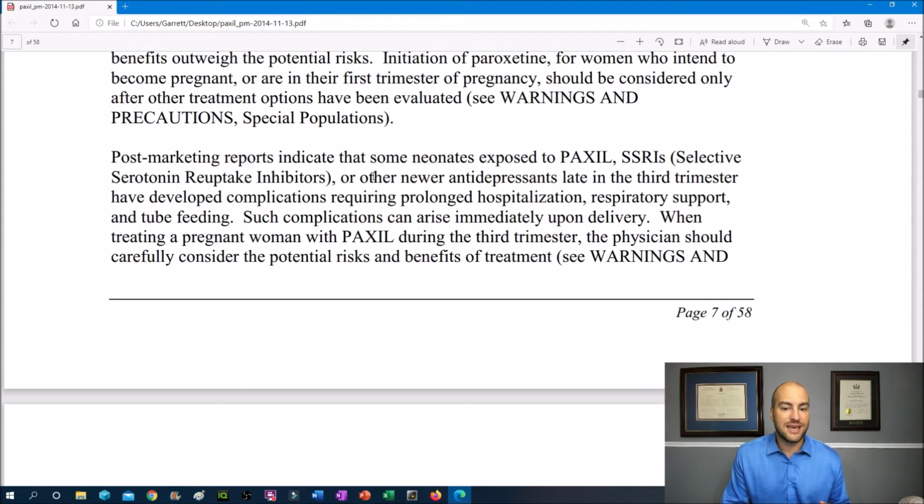Post-marketing reports indicate some neonates exposed to Paxil, SSRIs, so selective serotonin reuptake inhibitors, or other newer antidepressants late in the third trimester have developed complications requiring prolonged hospitalization, respiratory support, and tube feeding. Such complications can arise immediately upon delivery. When treating a pregnant woman with Paxil during the third trimester, the physician should carefully consider the potential risks and benefits of treatment.